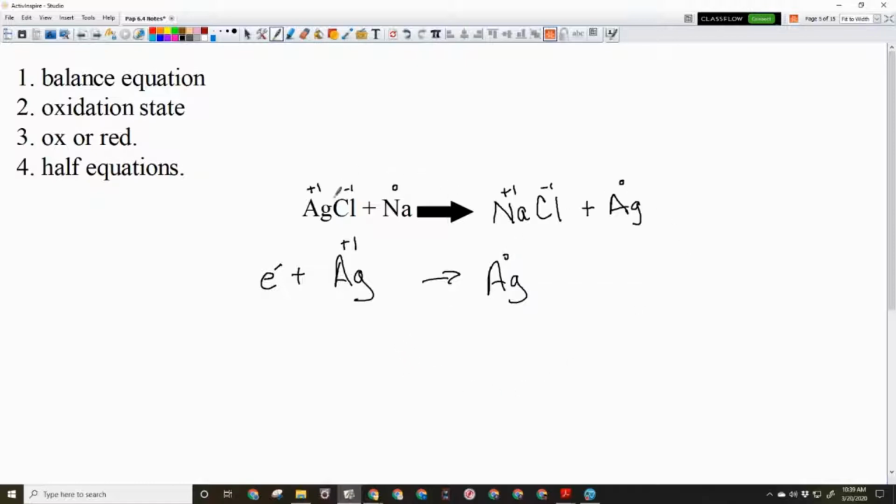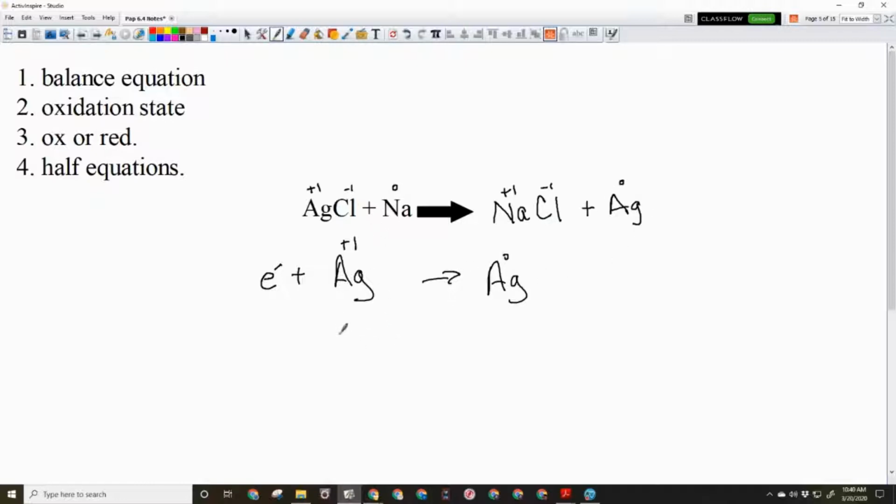All right. Oh, we forgot to balance our equation. Ag, Cl, Cl, Na, Na. NaCl, +1, -1, so we don't have any subscripts here. So we're all good. We didn't have to add any coefficients to balance this.